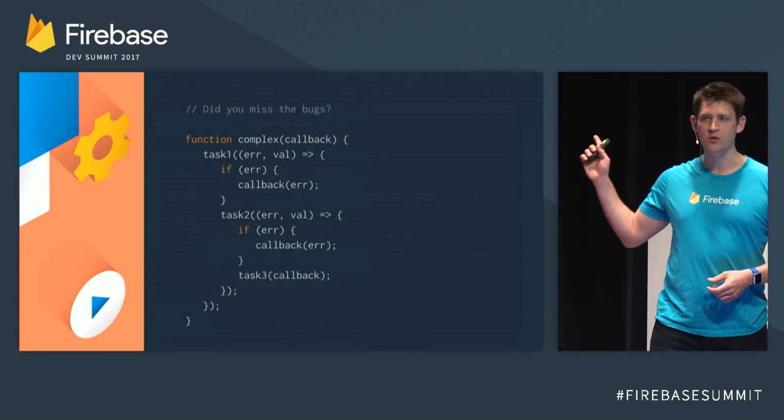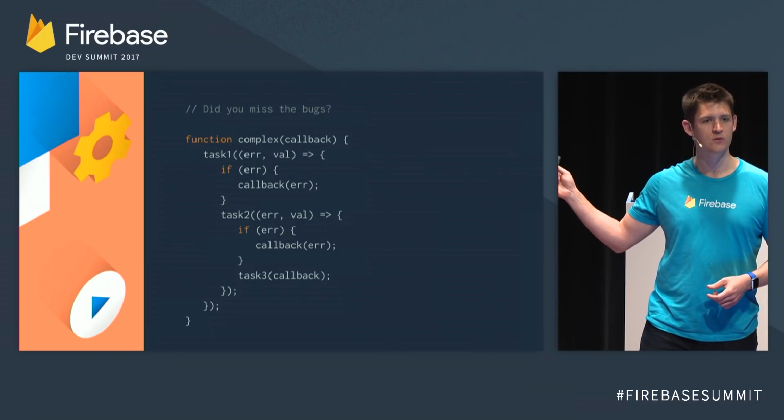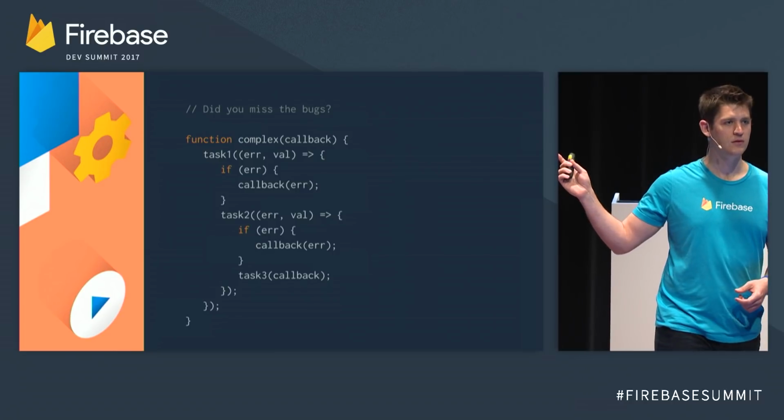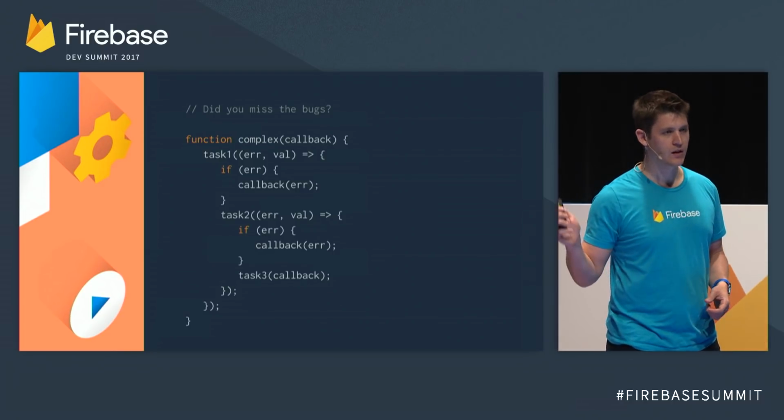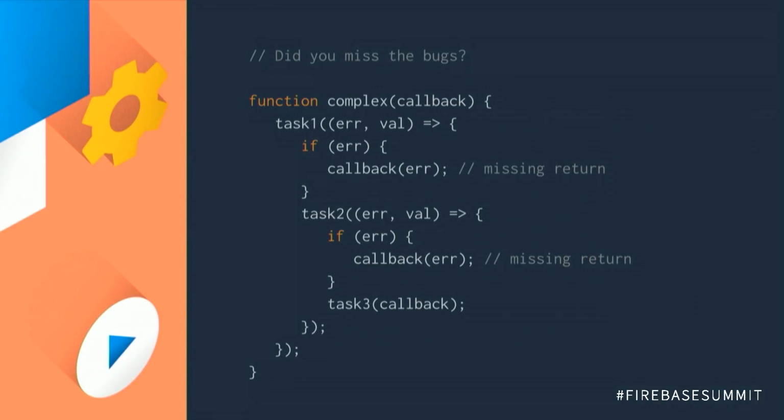Now, when I call out the bug in isolation, that might be a little easy. But how many of you in 10 seconds can catch the incredibly dangerous bug in this code? Did you catch it? There's never a return statement here. Whenever an error happens in this code, it's going to keep on running, passing garbage data to utilities and calling the developer's callback more often.